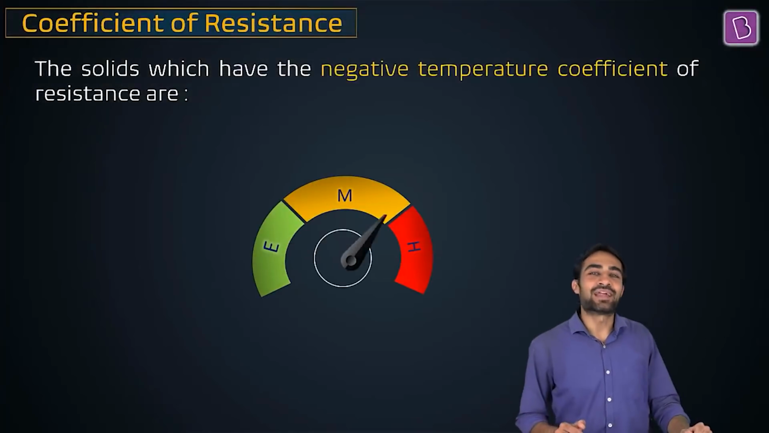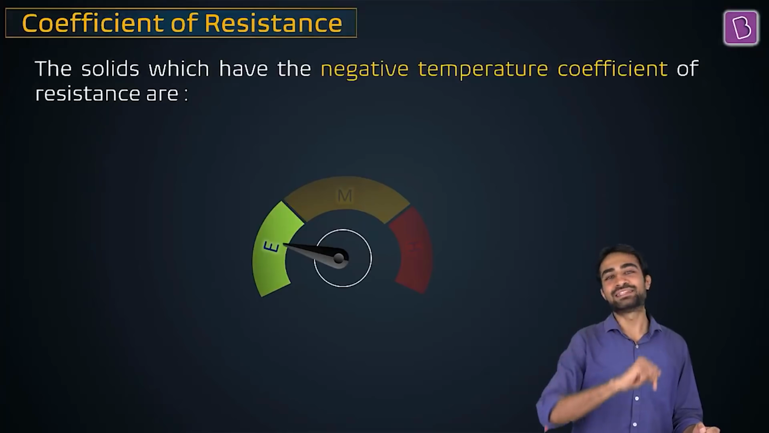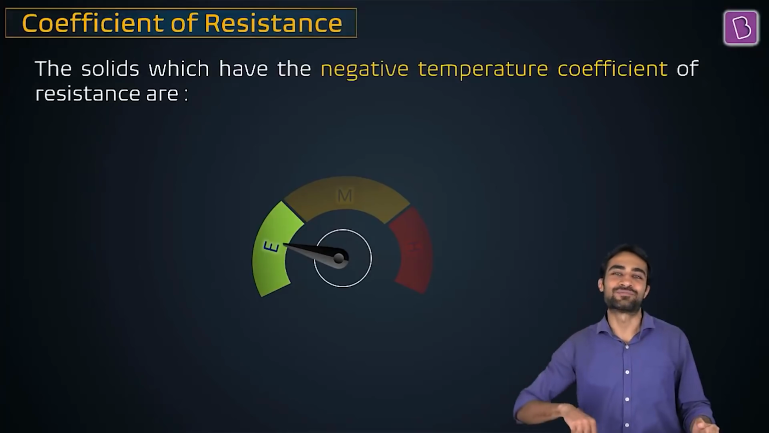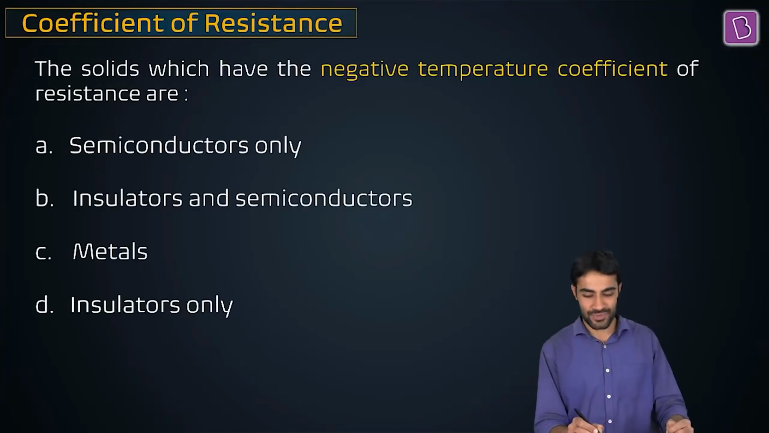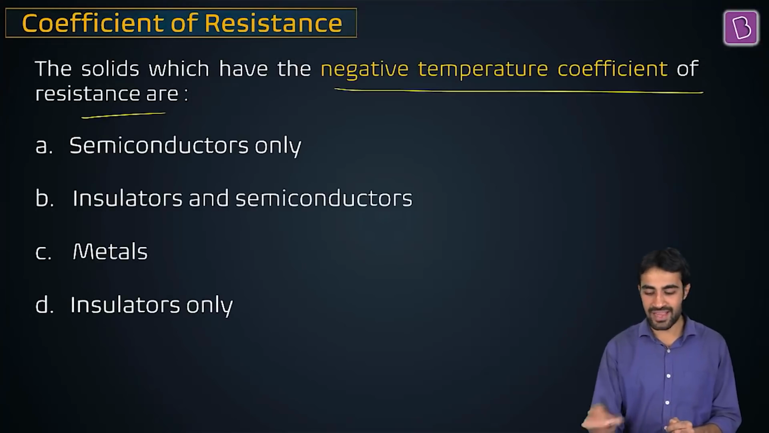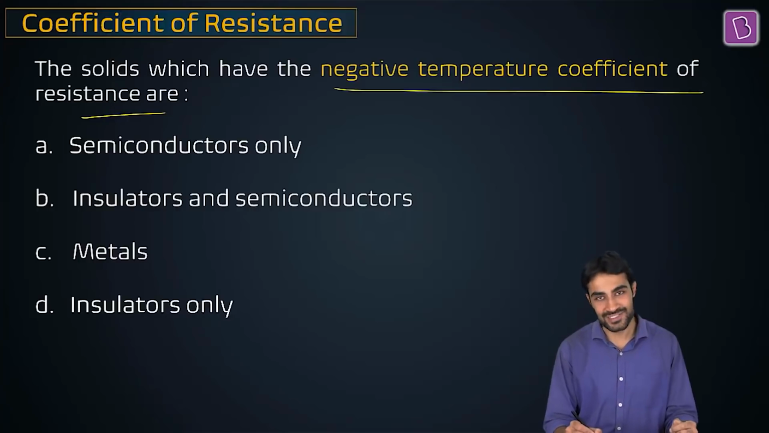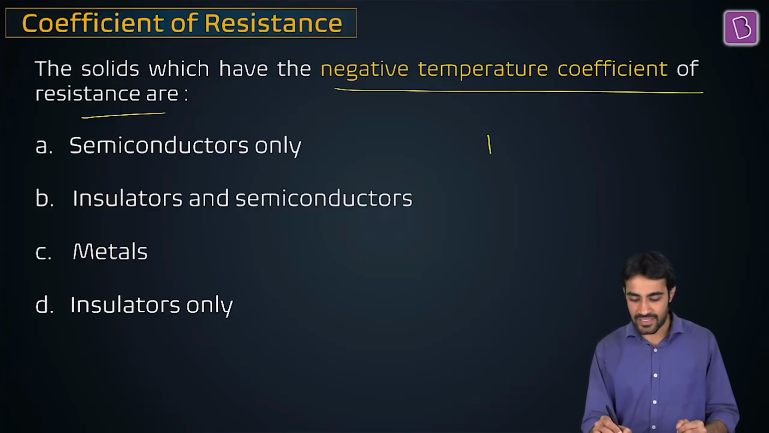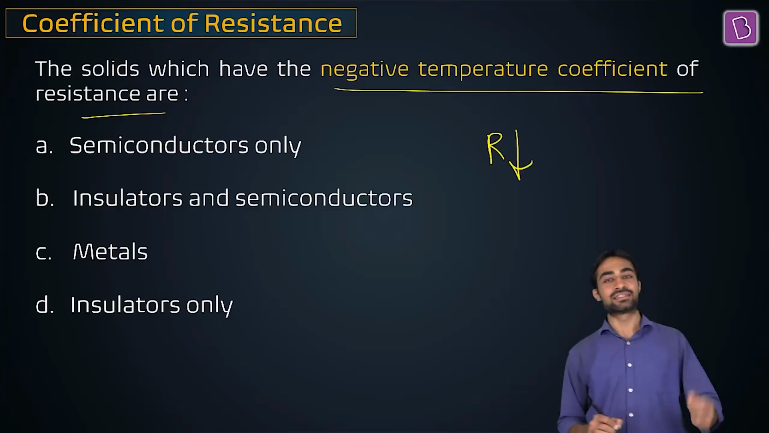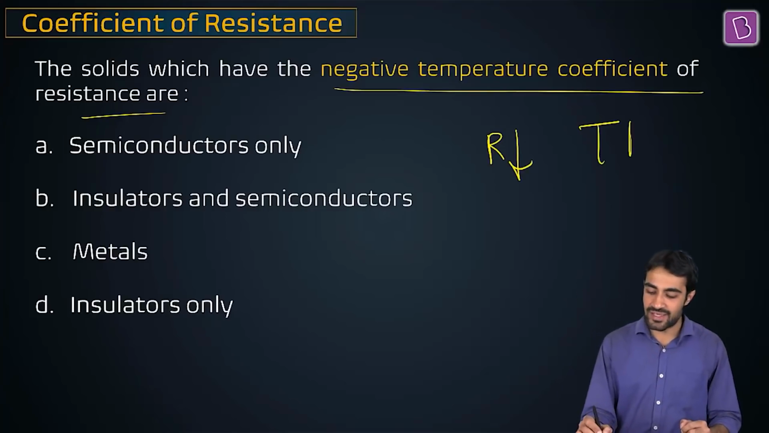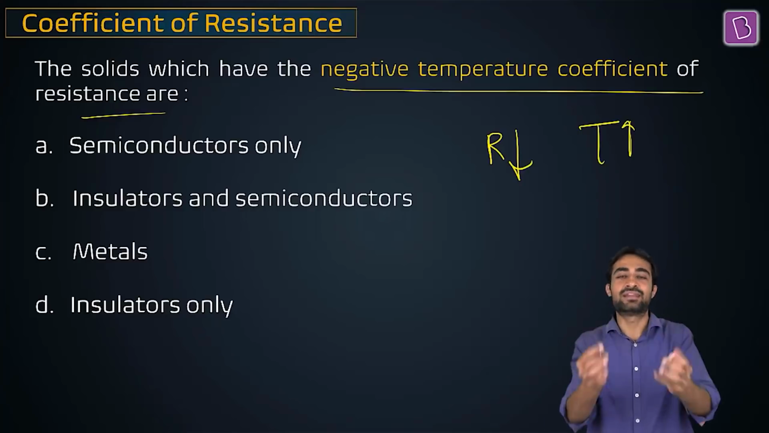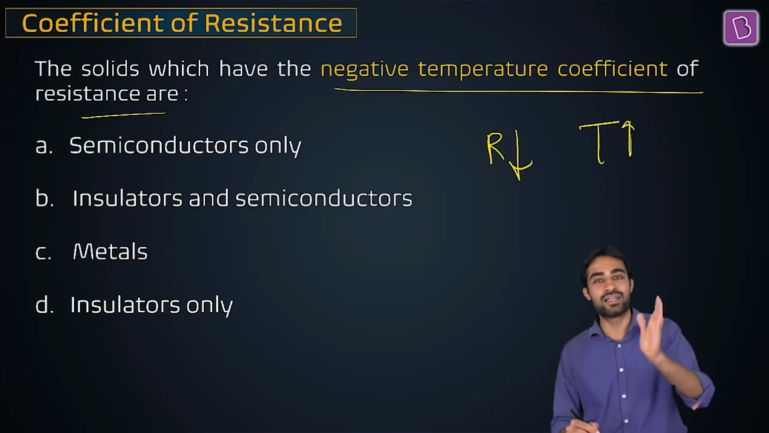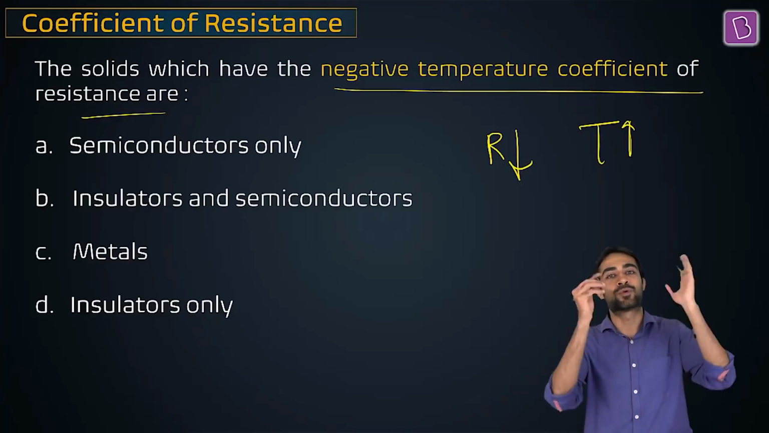Here we finally arrive at a question which is more than easy. It is a very, very easy question. The question says, the solids which have negative temperature coefficient of resistance are. What does this mean? Well, these substances, their resistance decreases when we increase their temperature. If you want to decrease their resistance, just heat them up. Their resistance will decrease and they will conduct more.